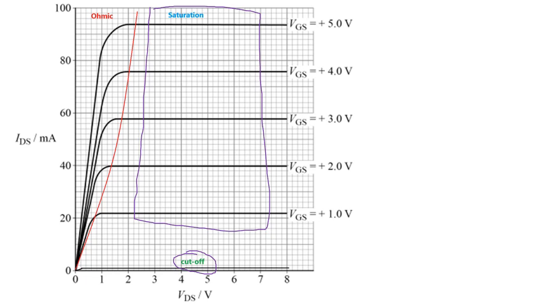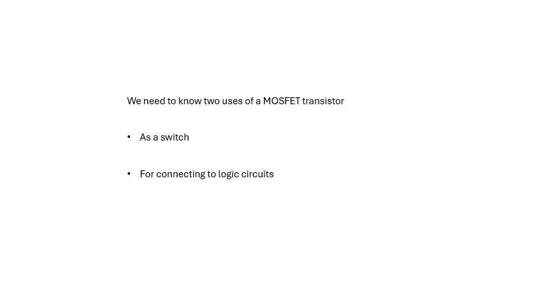And when it is turned on, if you want to know what VGS is, or what VDS is, or what the current is, you'll be given this graph and you'll be looking at the saturation region on the graph to get your data, not on the ohmic region. So all we need to know about is using the MOSFET as a switch for connecting to a logic circuit.